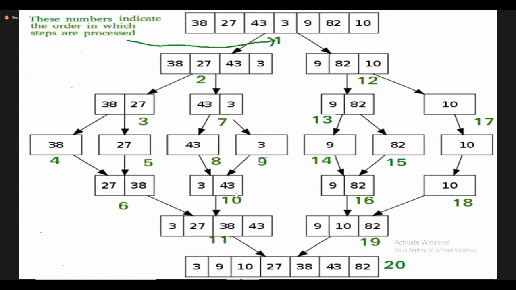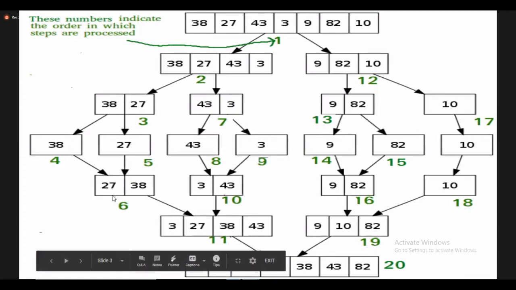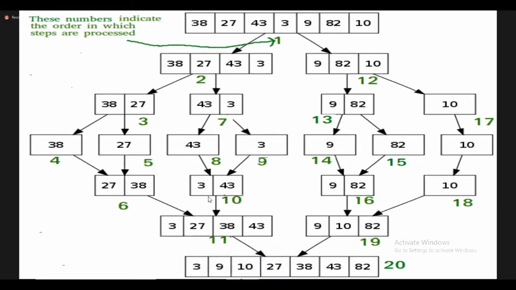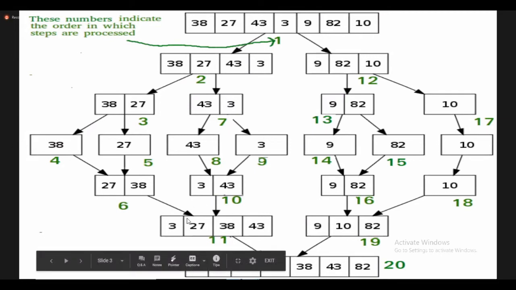Okay, next level, here 27, 38 and 3, 43. Again apply the conquering here. Assume this is list 1, this is list 2. In the list 1, list 2 comparison, the first elements of both lists are compared. So list 1's 0th element and list 2's 0th element are compared. So 27, 3. Which one is the lesser value? 3 is the least one. That moves to the target array, the sorted array, 3.